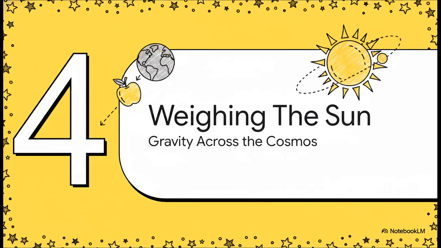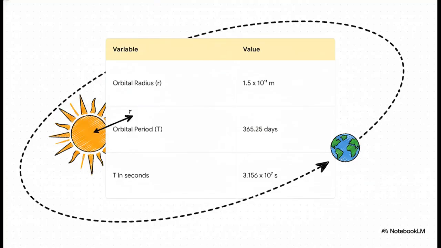Okay, so now we have this amazing, universal law. It works for apples falling from a tree, and it works for satellites whipping around the planet. So armed with this knowledge, let's zoom way out and do something that sounds impossible. Believe it or not, we can actually weigh the sun, and we only need two pieces of information to do it. First, we need to know how far away we are from it, that's our orbital radius, r, and second, we need to know how long it takes us to go around it one time, that's our orbital period, t.